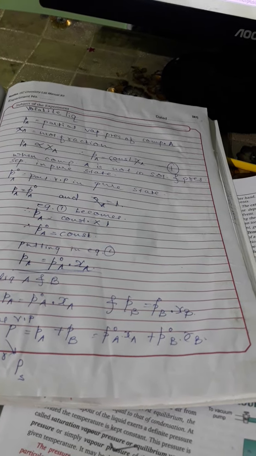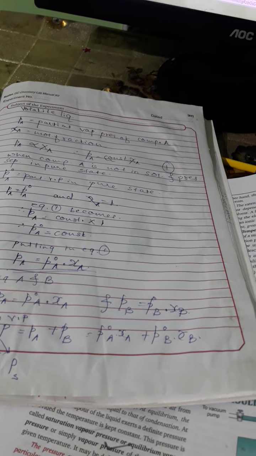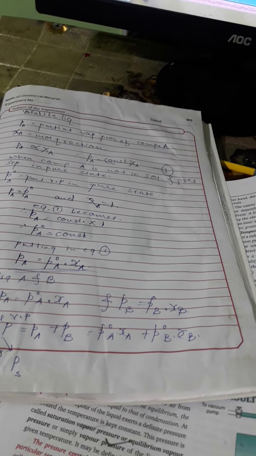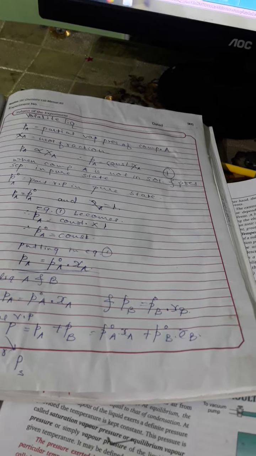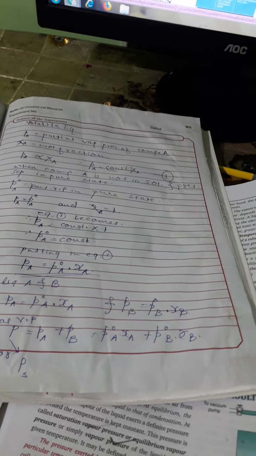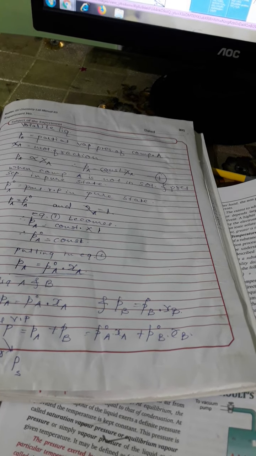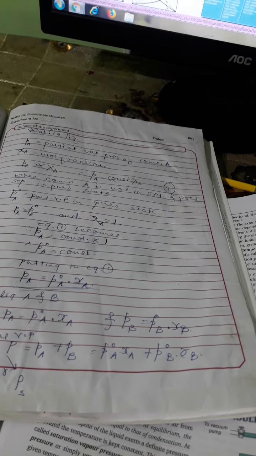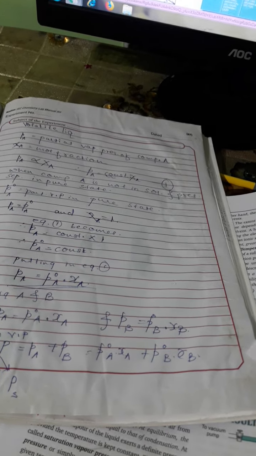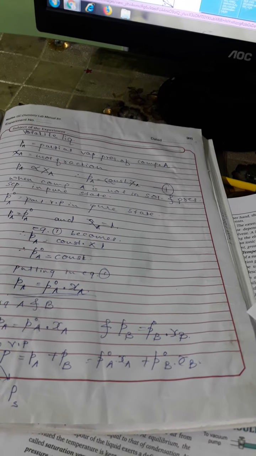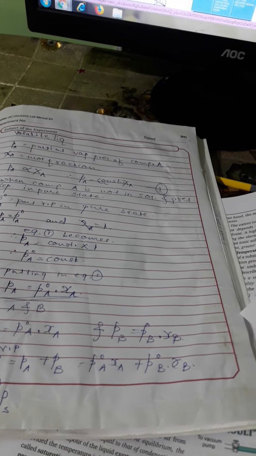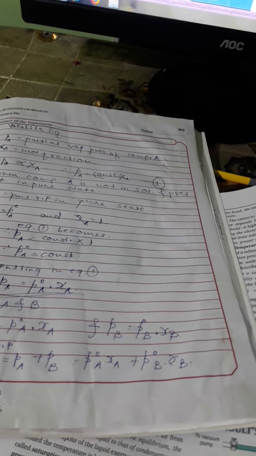It explains that for a solution of volatile liquids, the partial vapor pressure of each component in the solution is directly proportional to its mole fraction. So, for a solution of volatile liquids, the partial vapor pressure of each component in the solution at a particular temperature is equal to the product of the vapor pressure of the component in the pure state and its mole fraction in the solution.